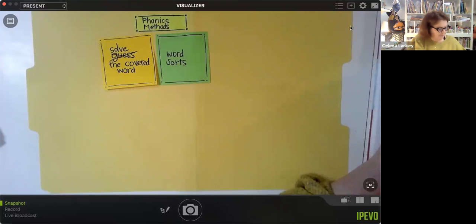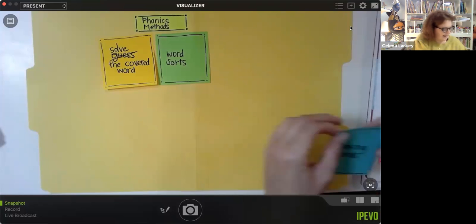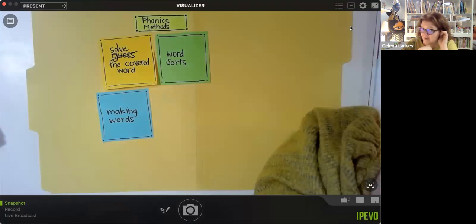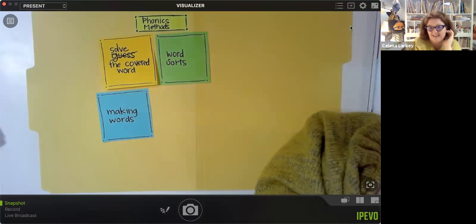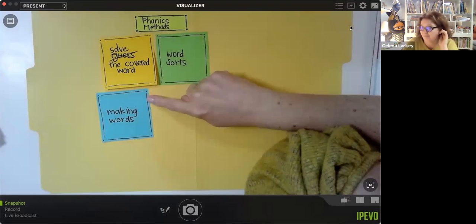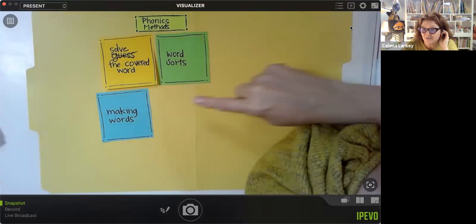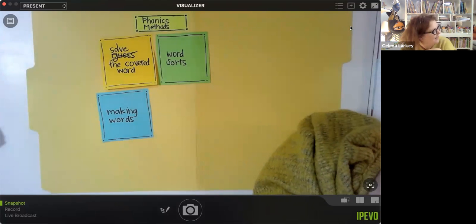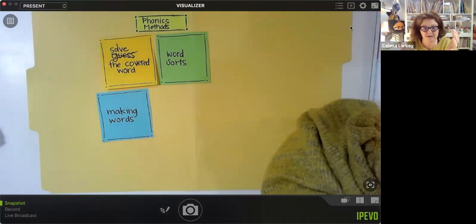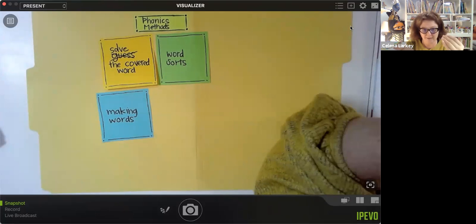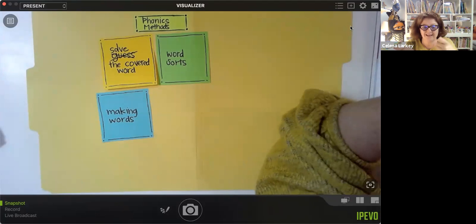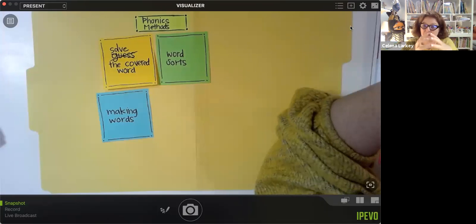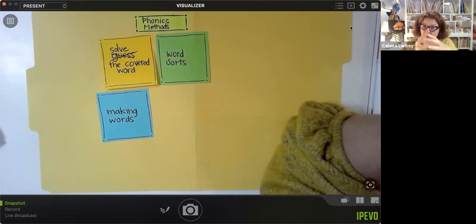Let's talk about a couple more. Another one is that idea of making words. So much like I think of Donald Bear and Words Their Way when I think of sorts, I think of Pat Cunningham and her pioneering work in making words from her Four Blocks work. And the work that children do in phonics, making, or sometimes it's called making and breaking words, is a method that we rely on as phonics teachers.